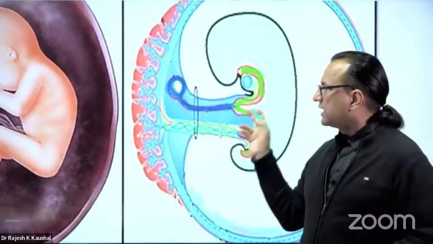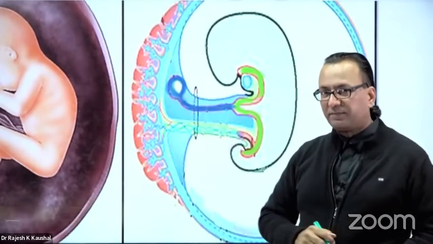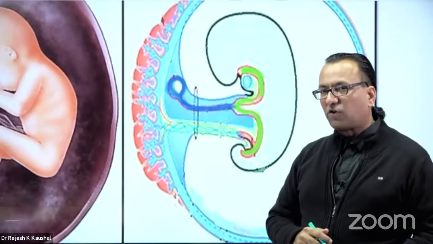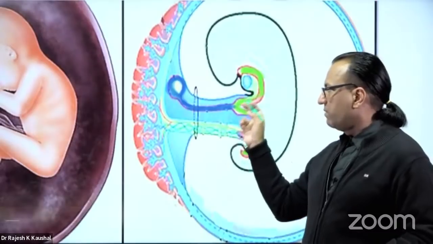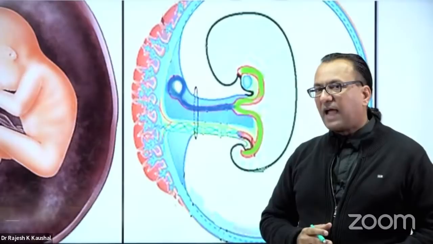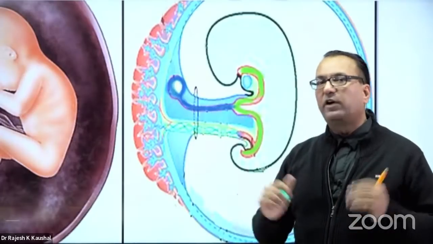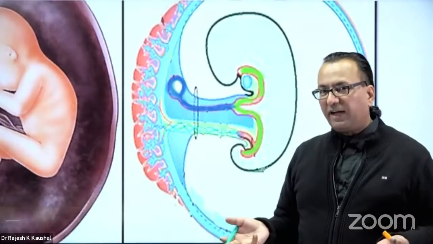But here we are talking about what will happen if there's a persisting vitello-intestinal duct. Then we can have what is called Meckel's diverticulum, where it will be attaching to the midgut. Which part of midgut? The terminal ileum. And it is a true diverticulum. Why would you say it is a true diverticulum? Because it has all the 4 layers of gut tube.